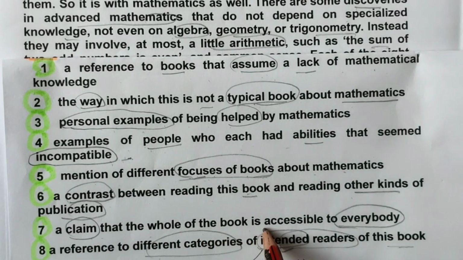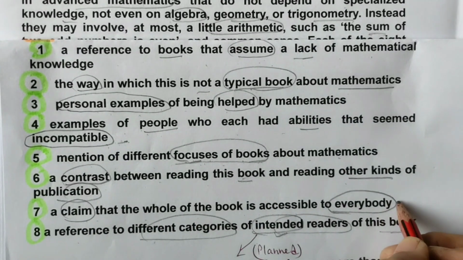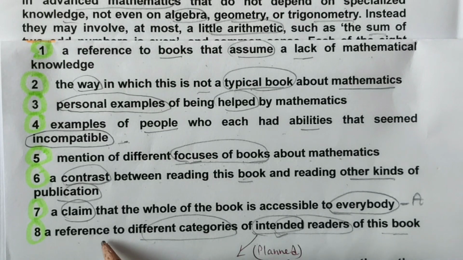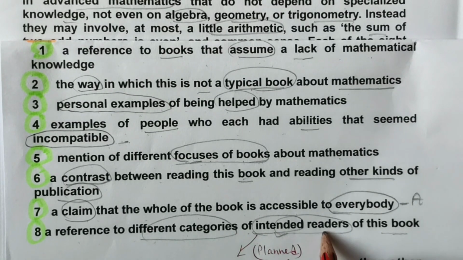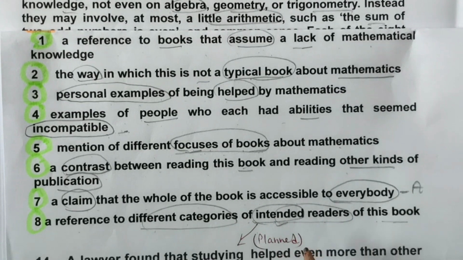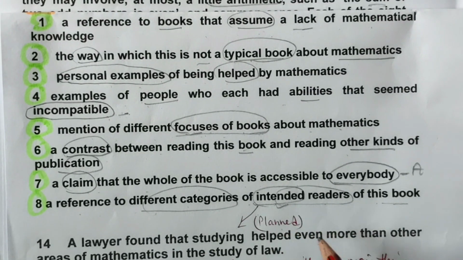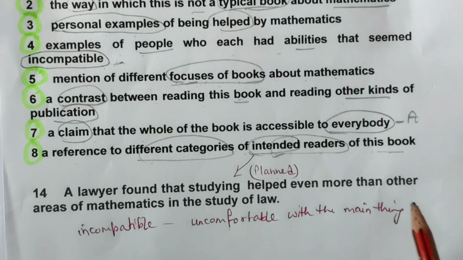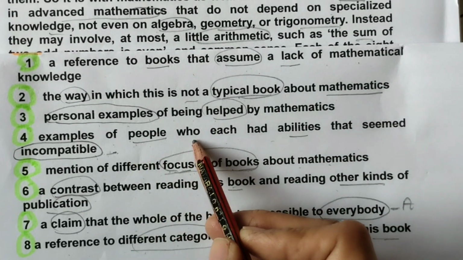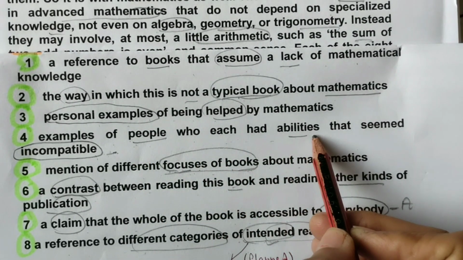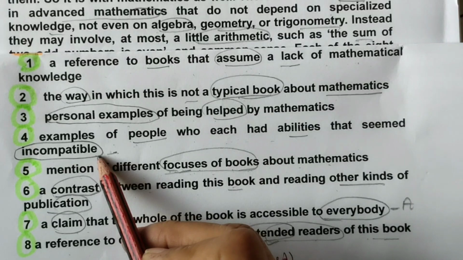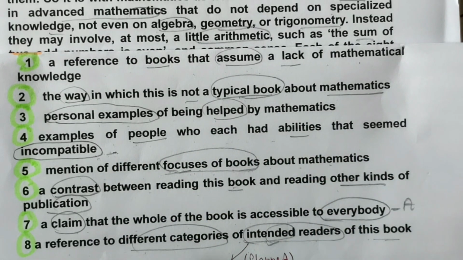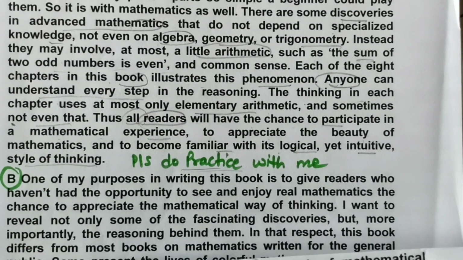Claim that the whole of the book is accessible to everybody, this we can match it with a number paragraph. Okay, and there is no reference to different categories of intended readers. Intended here means planned readers. Okay, and compatible here means that is uncomfortable with the main thing. So example of people who each had abilities that seem incompatible with the main mathematics, because the topic is about mathematics. So let's go to second B paragraph.